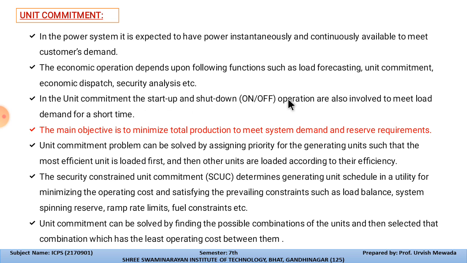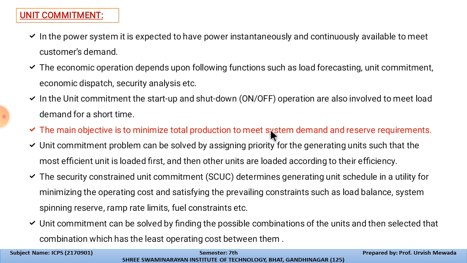For that we need to use a standby or a set of generating stations which can fulfill the customers' demand without power cut or without any problem. So the main objective of unit commitment is to minimize the total production cost to meet the system demand. Whatever the system demand, we need to fulfill that demand, and the reserve requirement. We require certain plant reserve capacity, meaning other reserve generating power plants, to fulfill the customers' demand and to send uninterruptible power supply to the customers.